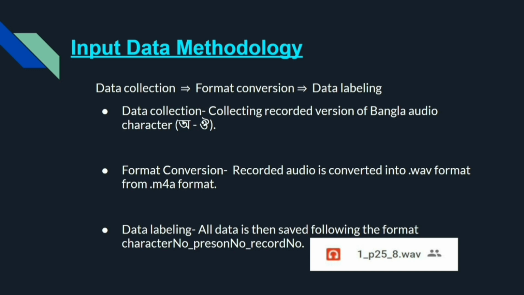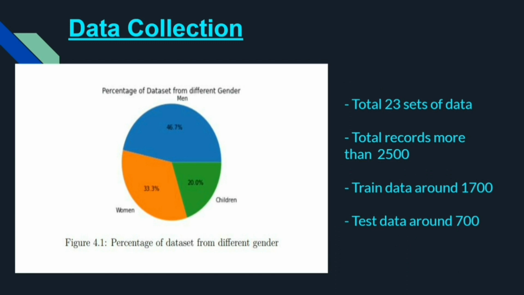For our data collection, we have taken voice samples from people around us using voice recorder software. Our data mainly consists of 11 vowels, Shorborno. We have taken each vowel 10 times from an individual person. We have collected around 25 sets of data and there are more than 2,500 records. Around 1700 data is for training and around 700 data is taken for testing. Here this picture depicts the percentage of men, women and children whom we collected data from.